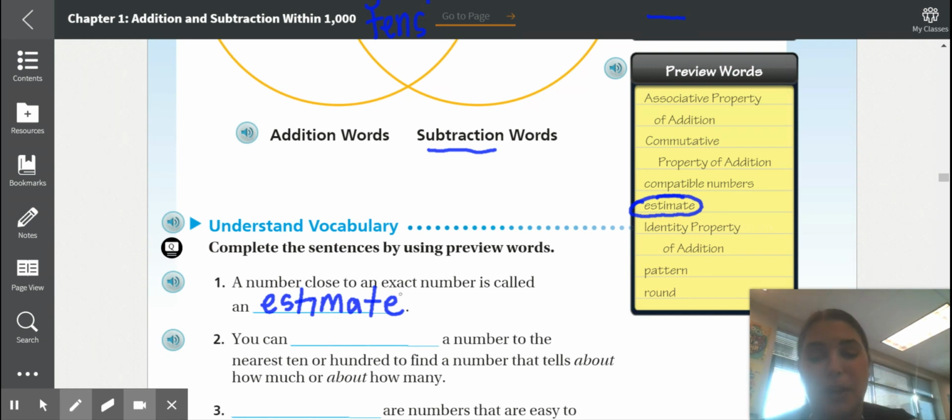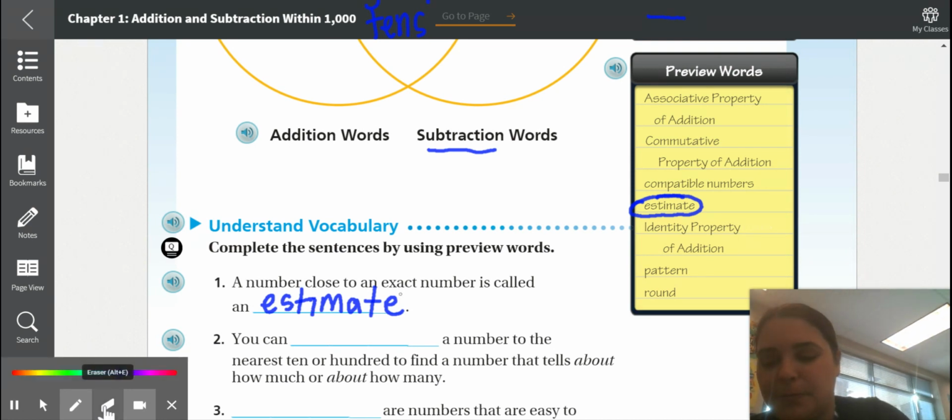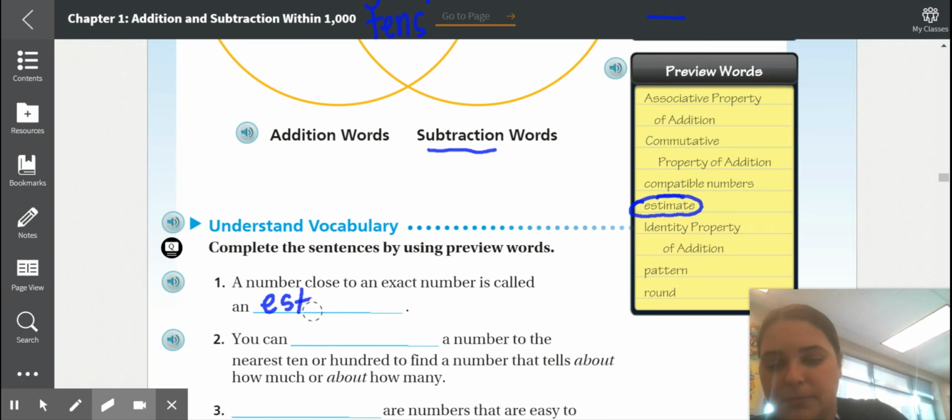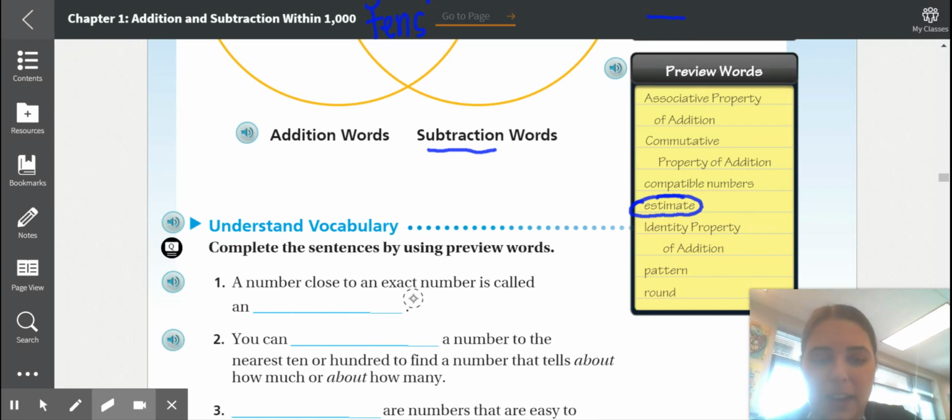Oh, you know what? I made a mistake. I always make mistakes. So actually erase that word, estimate. Sorry, 3rd grade. Okay, we'll try that again.